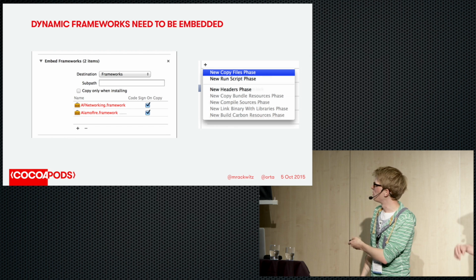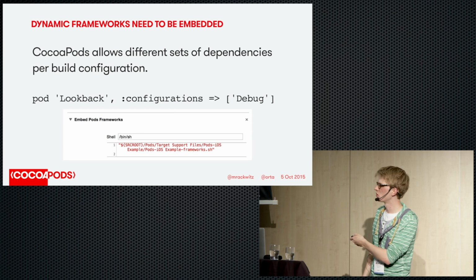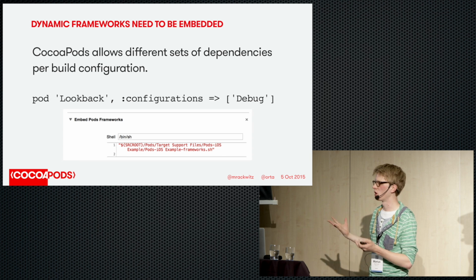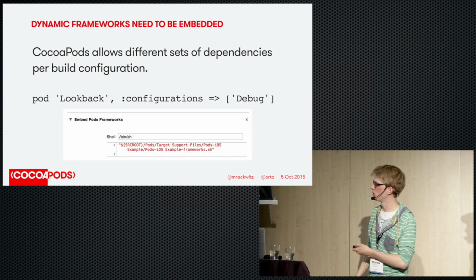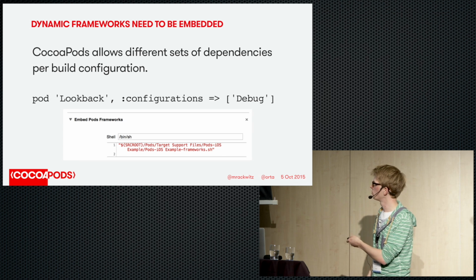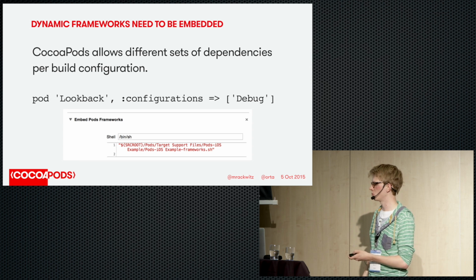So we needed to come up with a script for that, which allows to embed the pods, just those which are active for the current build configuration, because Xcode is not able to allow us a setup like that. So that's the reason why you will find in a configuration a new build phase which looks a bit different than the default case if you would set it up yourself. But what is happening there is still the same.